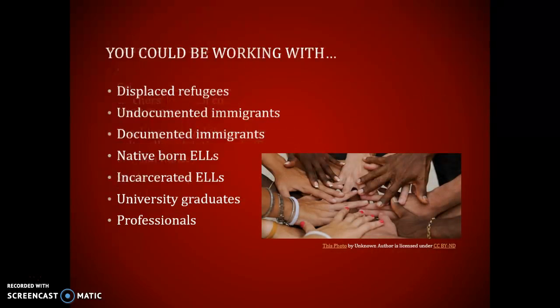You could be working with a very diverse population of students. You never know who's going to be in your classroom. You don't always know who needs an advocate. So you need to listen to their stories and make sure they know it's safe to talk to you.